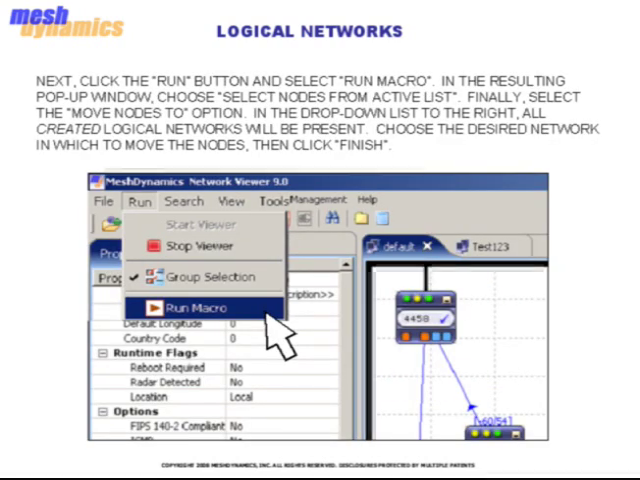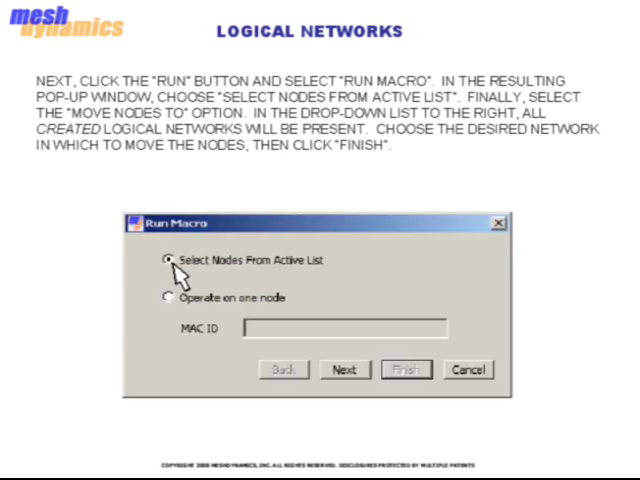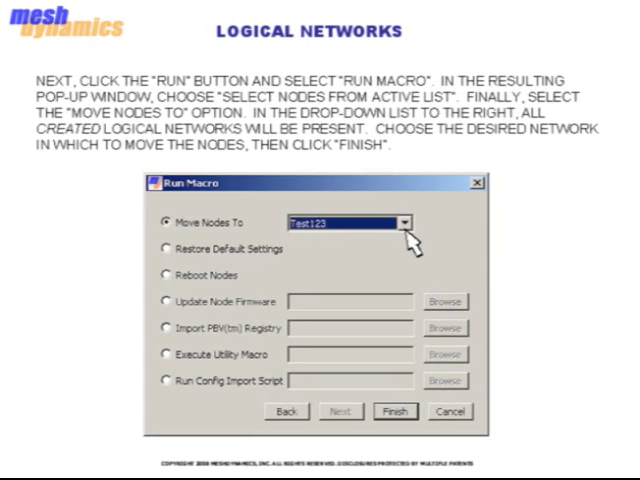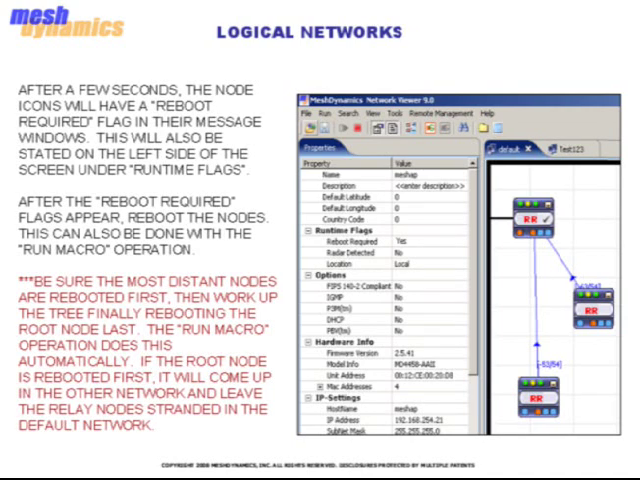Next, click the Run button and select Run Macro. In the resulting pop-up window, choose Select Nodes from Active List. Finally, select the Move Nodes To option. In the drop-down list to the right, all created logical networks will be present. Choose the desired network in which to move the nodes, then click Finish. After a few seconds, the node icons will have a Reboot Required flag in their message windows. This will also be stated on the left side of the screen under Runtime Flags.